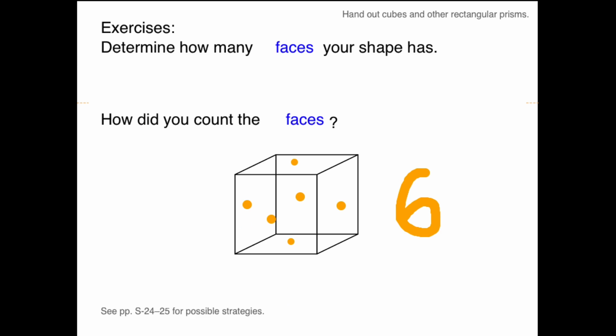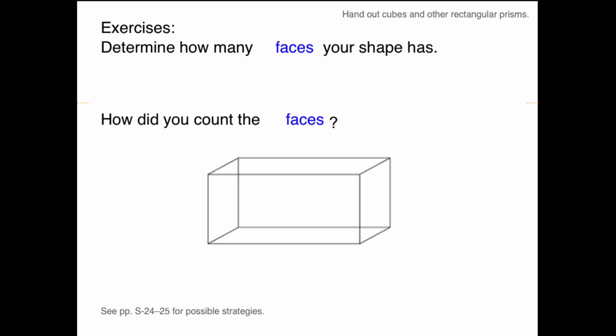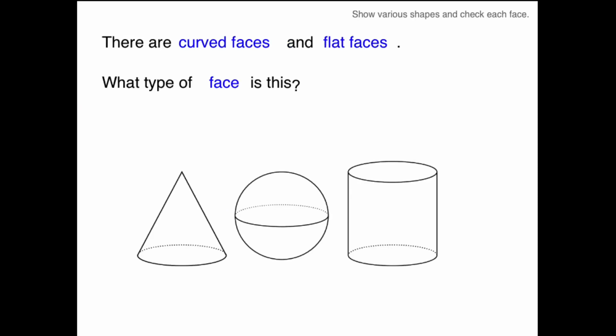So 6 flat faces. Here we have a rectangular prism, and we can look at this side and this side, and then the bottom and the top, and the front and the back. 6 faces. Just like a cube, only the shape of the faces look a little different, but just like the cube, all of them are flat, so 6 flat faces.